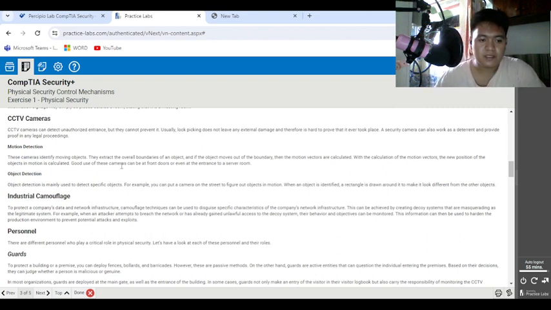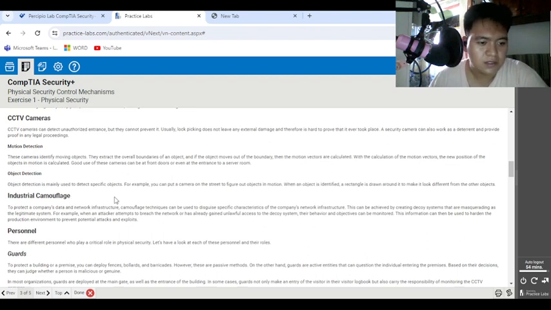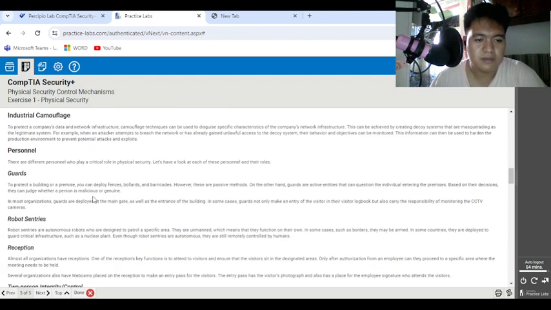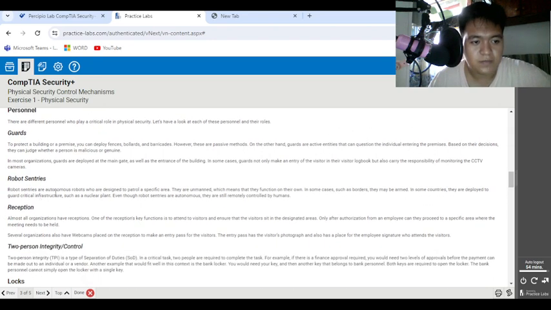Personnel. Different personnel play a critical role in physical security. Guards protect the building from intruders, and deploy fences, walls and barricades. On the other hand, guards are active entities that can screen any individual entering the premises. Robot sentries. Autonomous robots are designed to patrol a specific area, which means they function on their own.